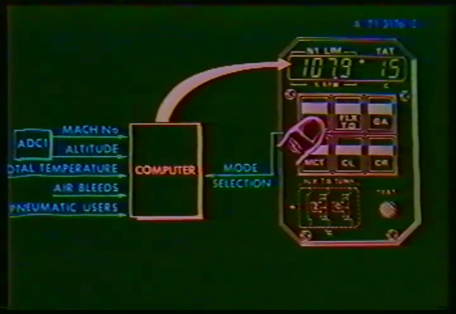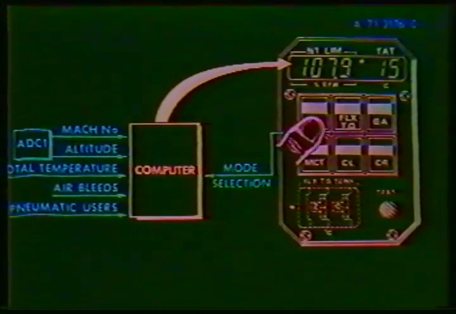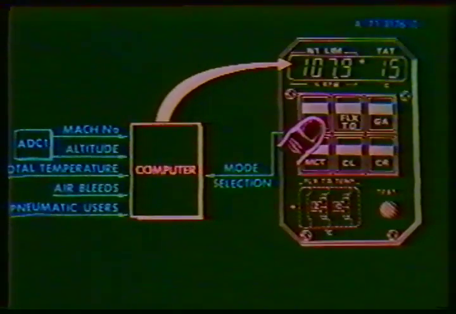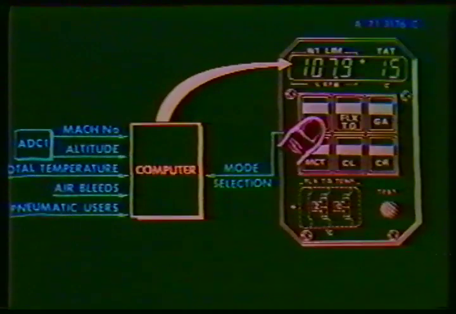To compute the N1 limit, the computer uses the following information: Mach number and altitude from air data computer number 1, total air temperature, engine air bleeds, pneumatic users, and the mode selected.